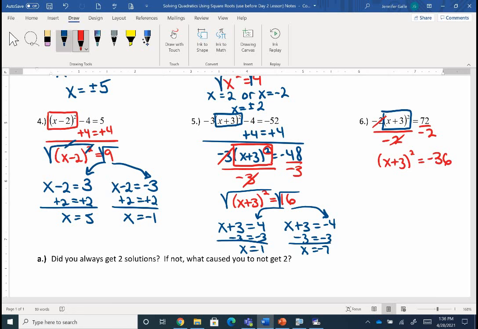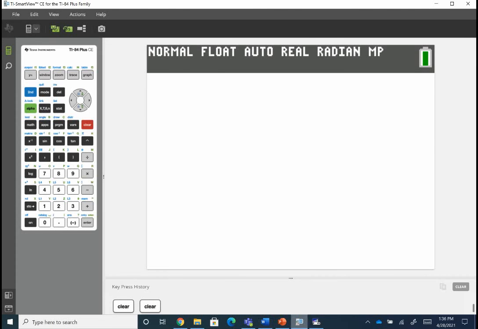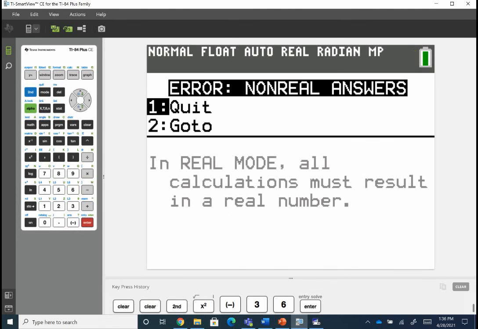So the squared term is by itself. Undo the square by using square root. And we're going to get x plus 3 equals the square root of negative 36. My calculator tells me it's an error. It says it's a non-real answer.